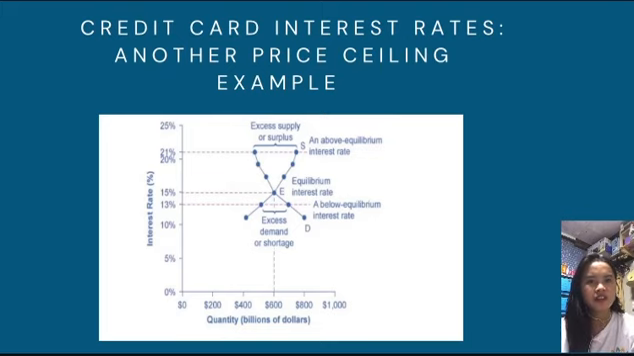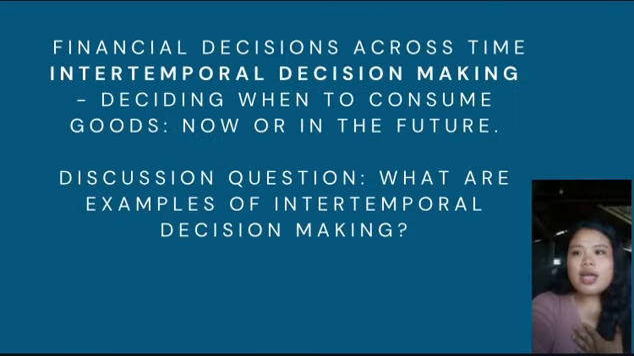Credit card interest rate, another price ceiling example. The original intersection of demand D and supply S occurs at equilibrium E0. However, a price ceiling is set at the interest rate RC below the equilibrium interest rate R0, and so the interest rate cannot adjust upward to the equilibrium at the price ceiling. The quantity demanded QD exceeds the quantity supplied QS. There is excess demand, also called a shortage.